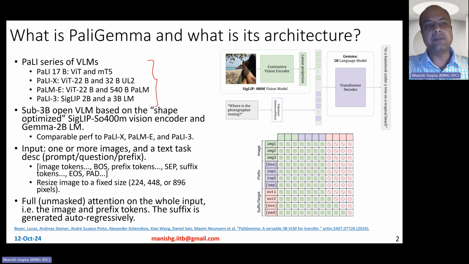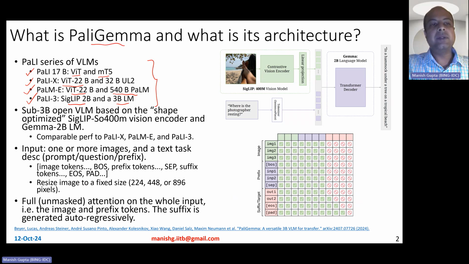So here are 4 members of the Pali series so far: Pali 17 billion, Pali X, Palm E, and Pali 3. Pali 17 billion comprised a ViT image encoder and an mT5 large language model. Pali X had a ViT 22 billion parameter image encoder and a 32 billion UL2 as the text large language model. Palm E, of course, had the same ViT 22 billion, but the large language model was the 540 billion PaLM. Pali 3 basically used the SigLIP 2 billion image encoder, which has recently become very popular, along with a 3 billion large language model.